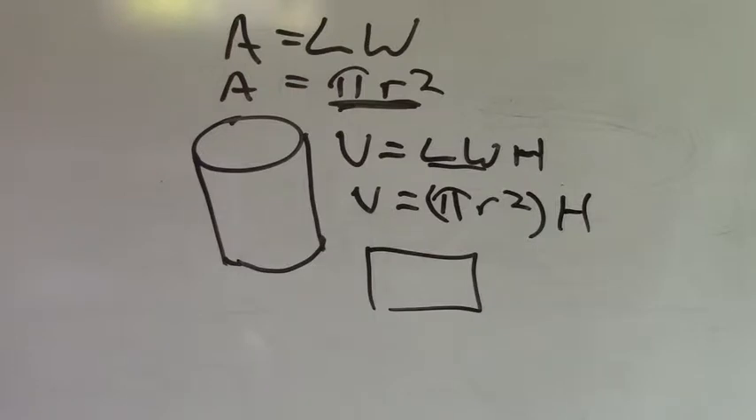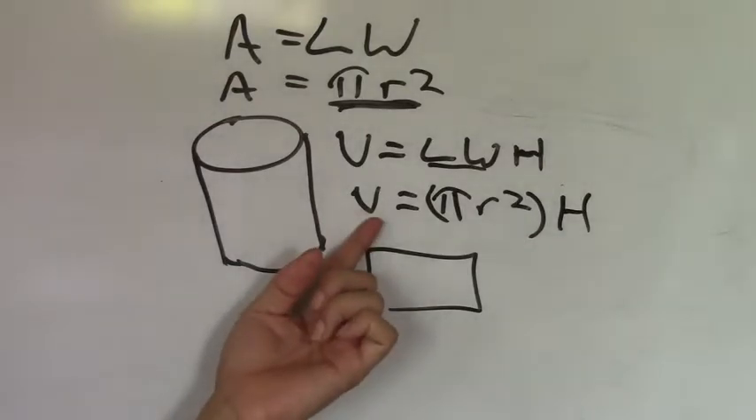Pi r squared. Yep. And then volume equals that times the height. Right, so all you got to do for volume is add one more dimension, because now we're in the 3D world, of length times width times height. Right? Yeah. Okay, did you write both of these down?